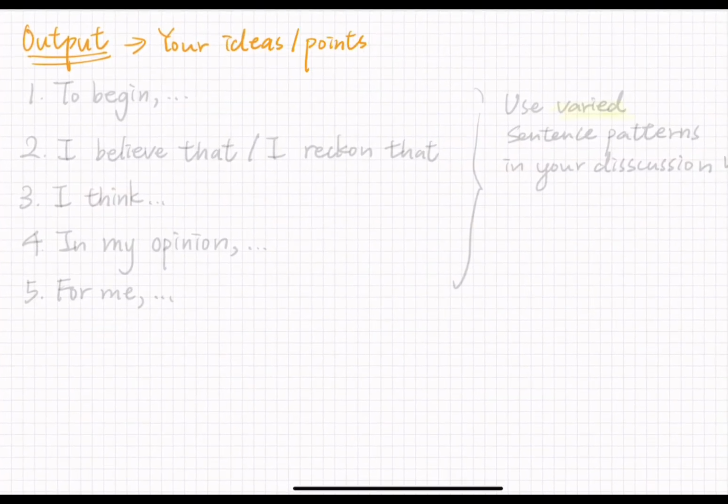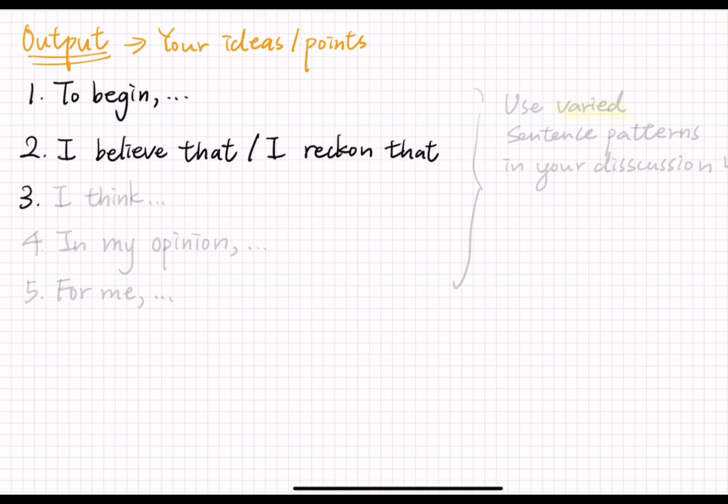Then, after introducing our discussion topic, we have to introduce our own ideas in the discussion as well. So, let's move on to the third part, output. In this part, we are going to talk about our ideas and points. So, how can we do it? There are 5 ways to do so. So, first one, you may say, to begin, and then talk about your own ideas. Second, you may say, I believe that, or I reckon that.